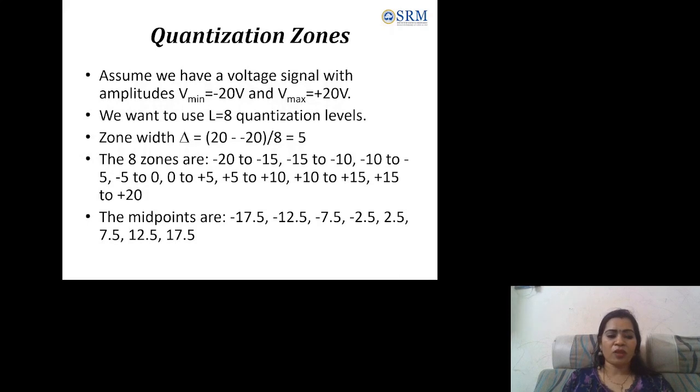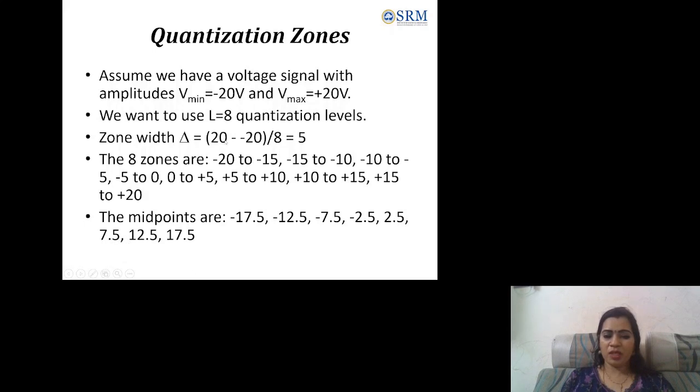Assume that we have a sampled signal and the sample amplitudes are between minus 20 and plus 20. Then we have decided L is equal to 8, that is 8 levels. Then the delta will be calculated using this formula.